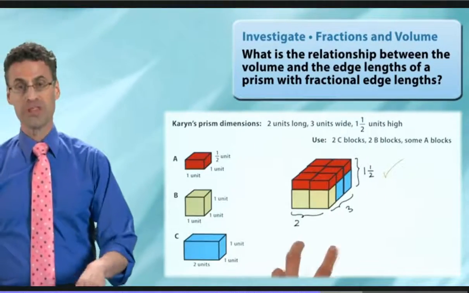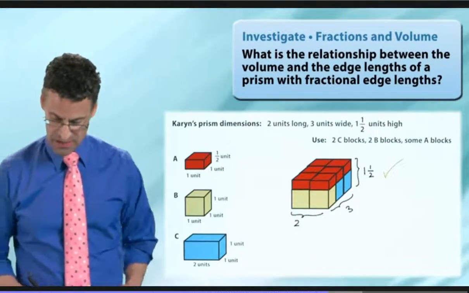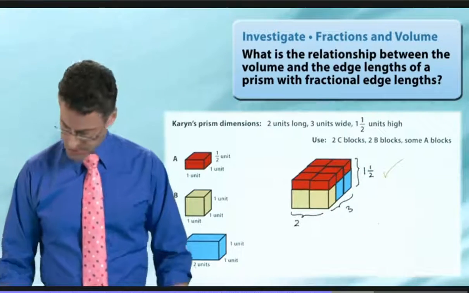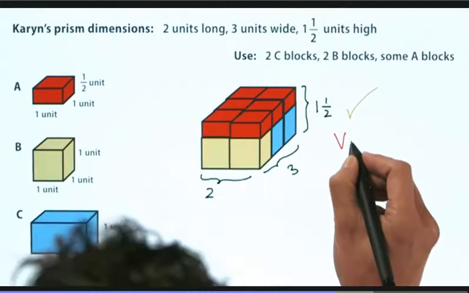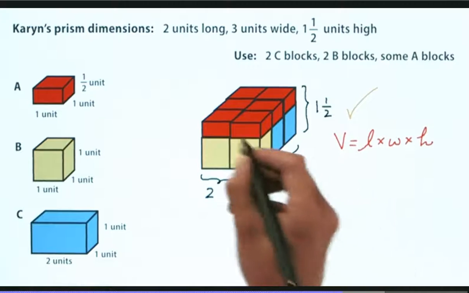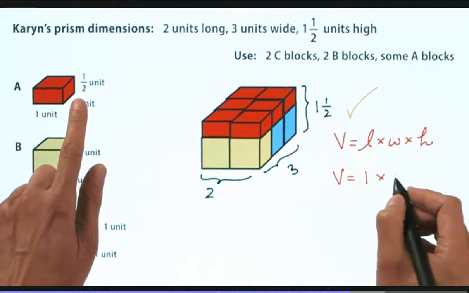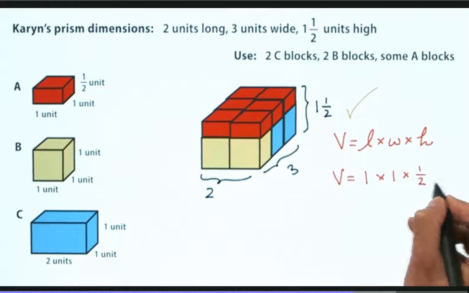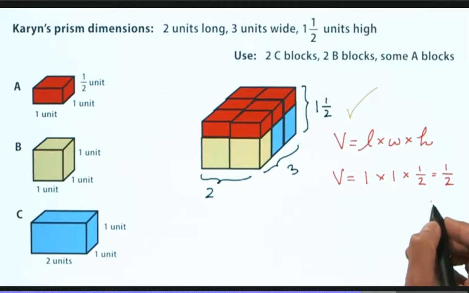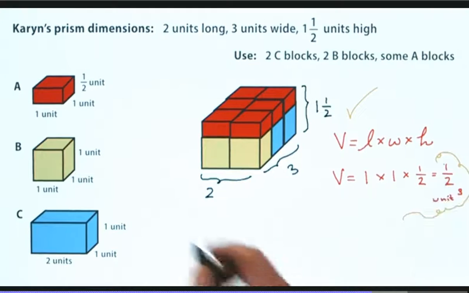Now, we might want to find the volume of this, but that would be wrong because the question asks us to find the total volume of the A blocks used. So let's find the volume of just one A block. The volume of a rectangular prism is always length times width times height. For the A ones, it's the length, which is 1, times the width, which is 1, times the height, which is a half. That's an easy multiplication, 1 times a half is a half. And the units, by the way, are units cubed. That represents the volume of one of them.